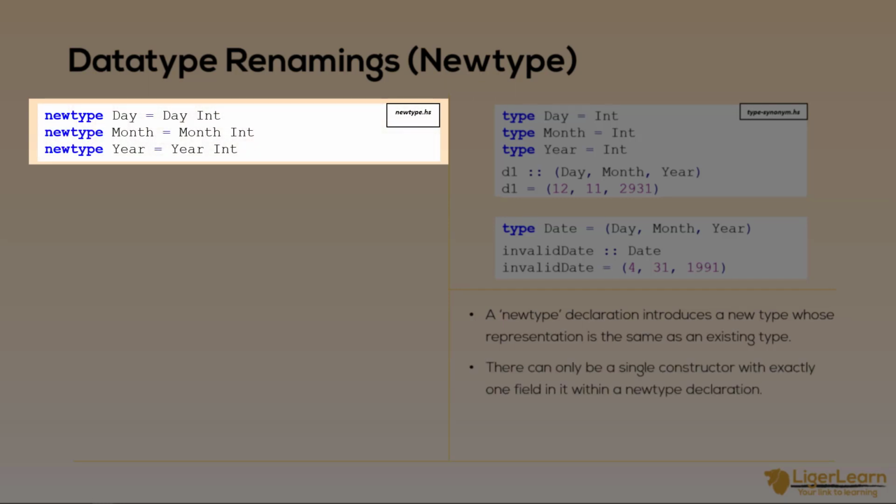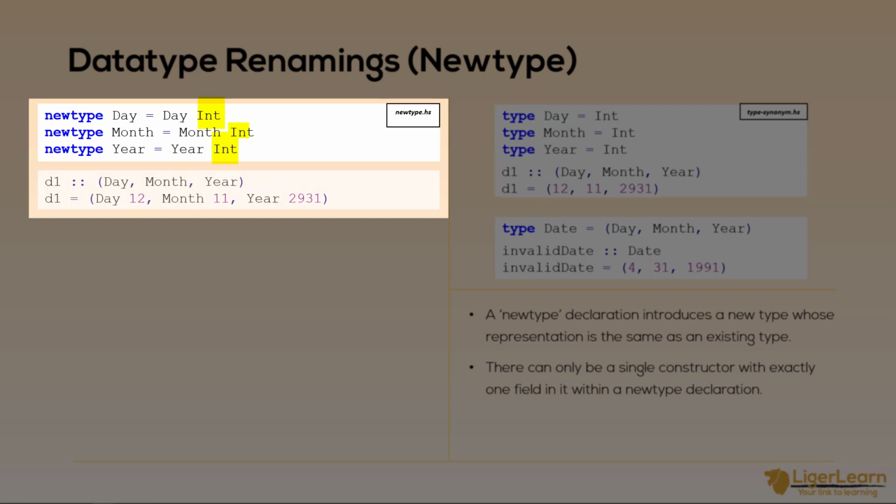Here we have 3 Newtype declarations, one for day, one for month, and one for year. You can see that they begin with the keyword Newtype, followed by the name of the type we want to create, and then the equal sign. After the equal sign, there is what is known as a constructor. These are what we need to use to create values of the type. The constructor takes a single argument. In this case, for each of the types, the argument is always an int.